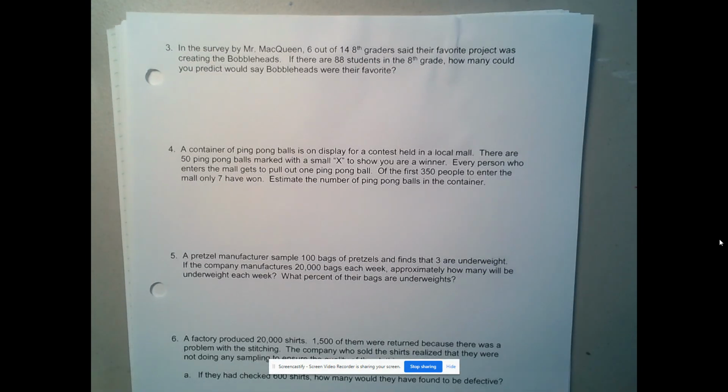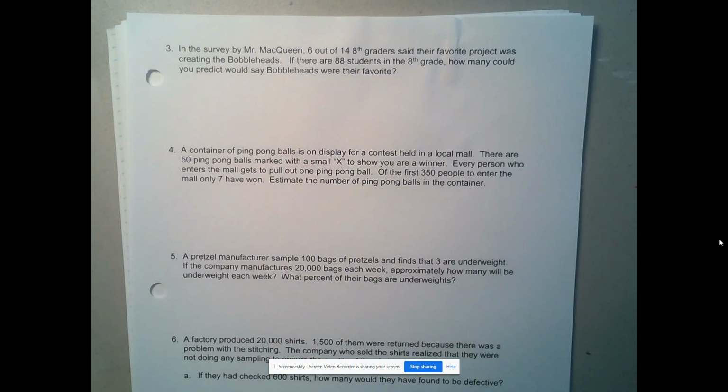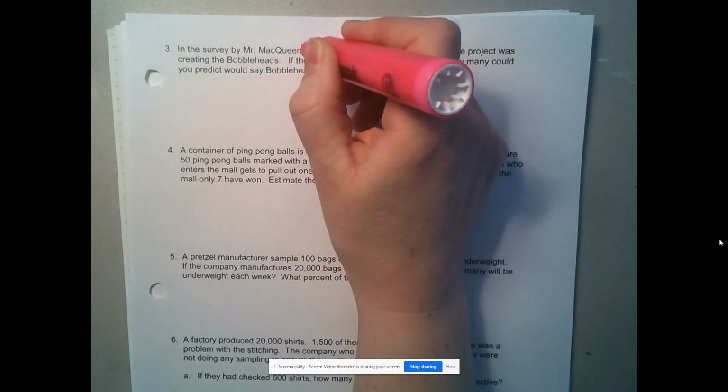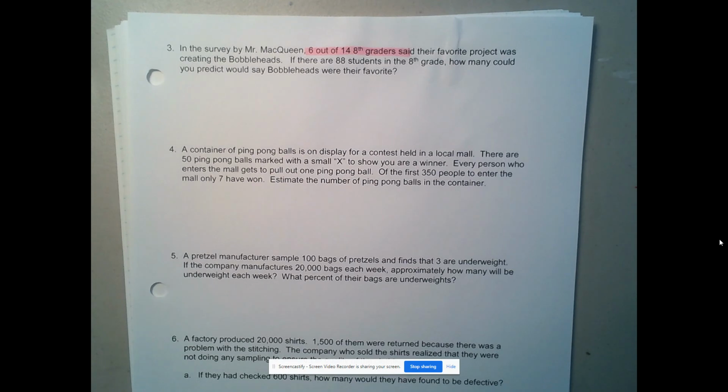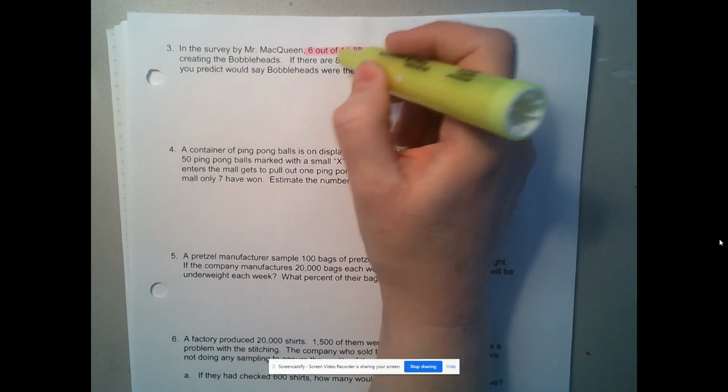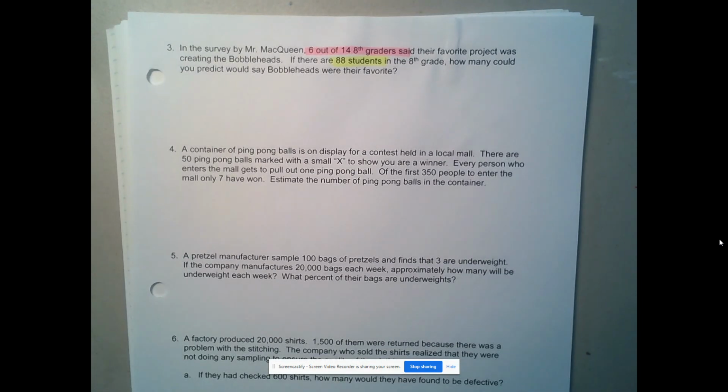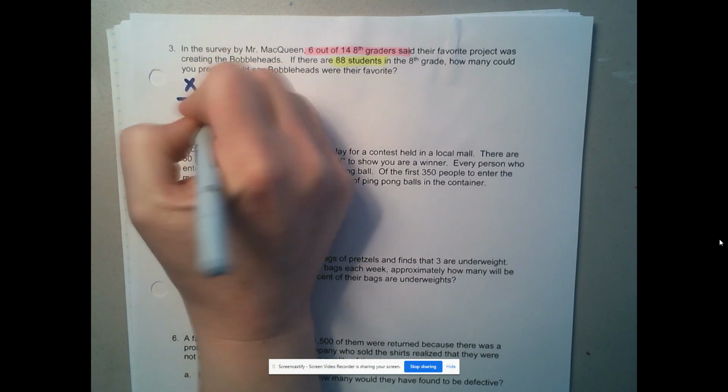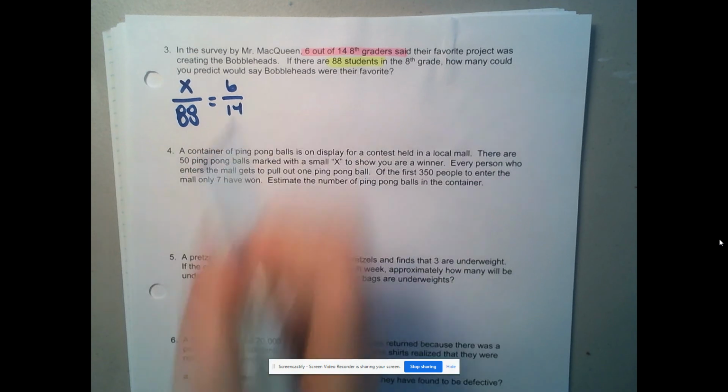All right. In the survey by Mr. McQueen, 6 out of 14 eighth graders said their favorite project was creating the bobbleheads. If there are 88 students in the 8th grade, how many could you predict would say bobbleheads were their favorite? So we had 6 out of 14 8th graders. We took that as our actual survey. We know that there is a total population of 88 students. So we're trying to find how many out of the population 88 if our sample said 6 out of 14.